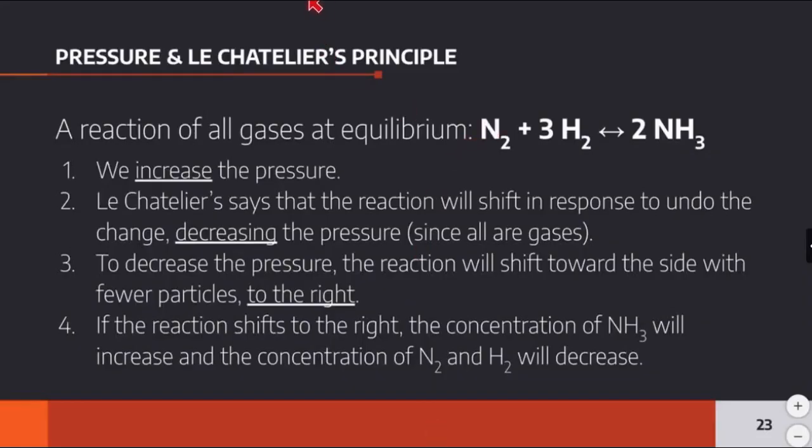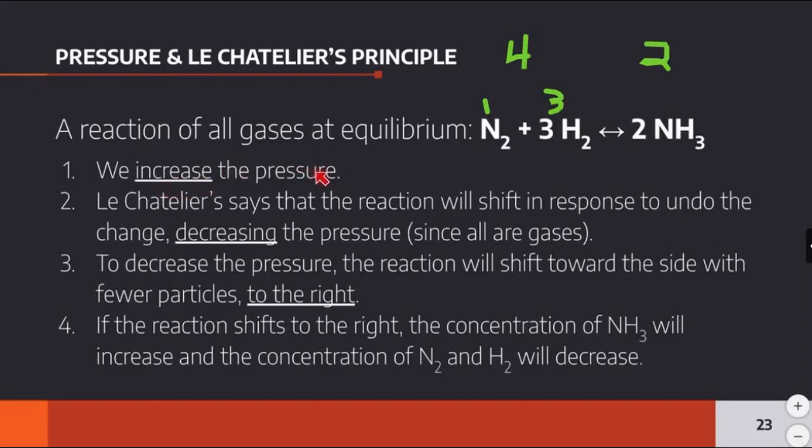So let's try one out. In a reaction of all gases at equilibrium, N2 plus 3H2 yields 2NH3, we increase the pressure. Anytime you have a pressure question, you're going to start off by writing out how many particles are on both sides. So here I have 1 particle of N2 and 3 of H2 for a total of 4 particles. And here I have 2NH3 for a total of 2 particles. So now I know how many particles I have on each side. Next thing I want to check, are they all gases? Yes, all gases. So now let's just go through the Le Chatelier steps.